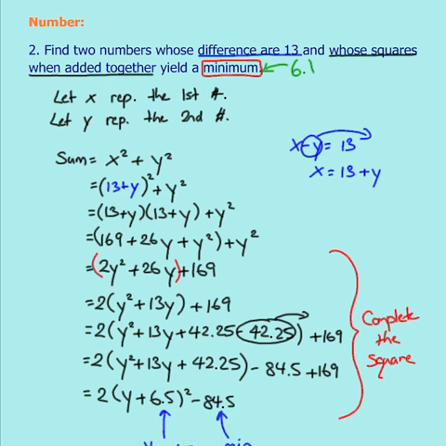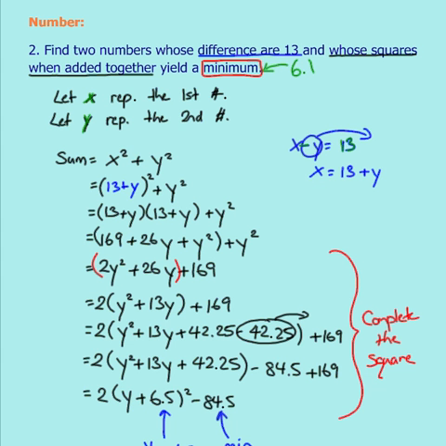All right, well, I need the equation first. And let's just think about it for a sec. Two numbers. So I got x and y. We'll just say those are my two numbers. And if x is the bigger one, I'm going to subtract it to get my difference of 13.